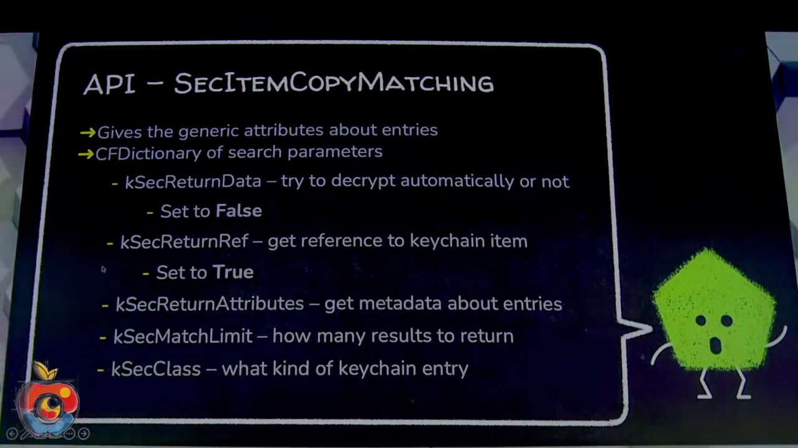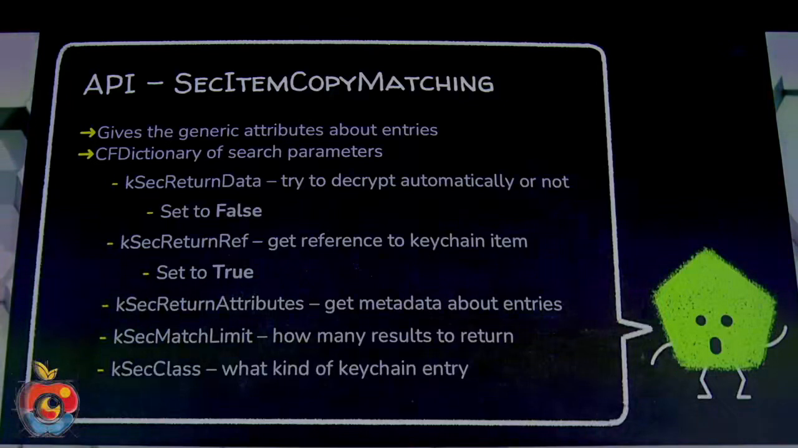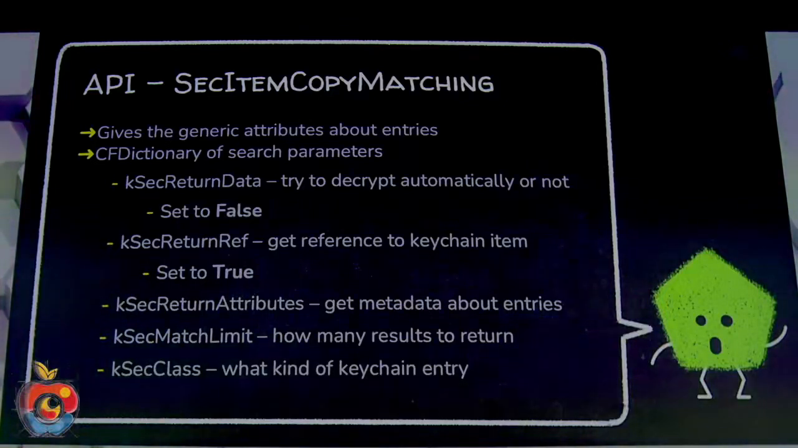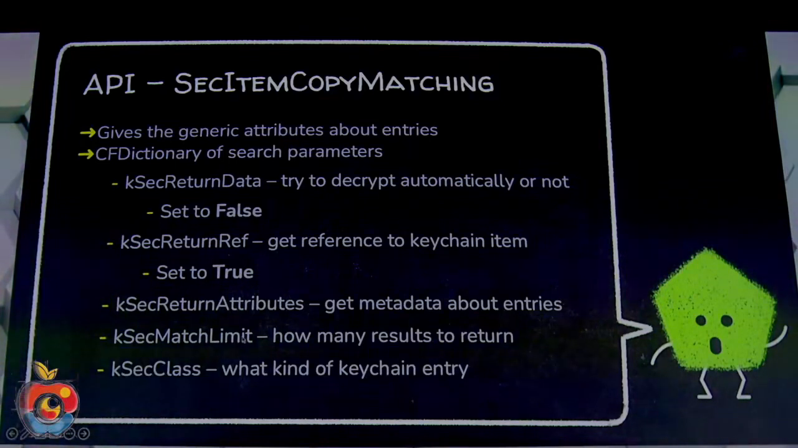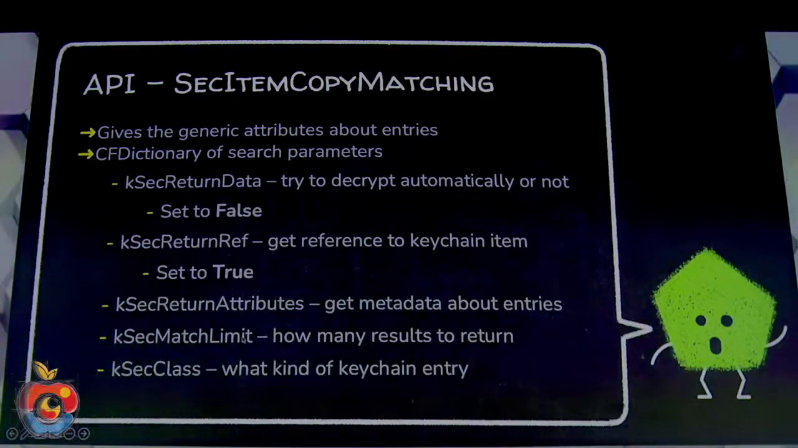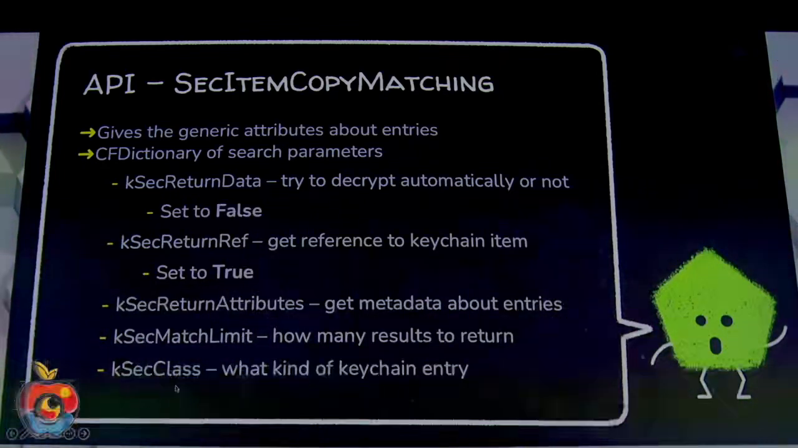So I want to be able to use that later on if I think I can decrypt this, to then pull out just that keychain entry's password. So we're going to set that to true. We can say give us all the attributes, how many results we want to return, if you just want to return like the first match or all of them, and what kind of keychain entry this is in the first place. Is it the cert, is it a key, is it a password, all that sort of stuff.